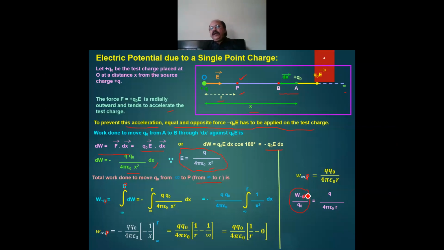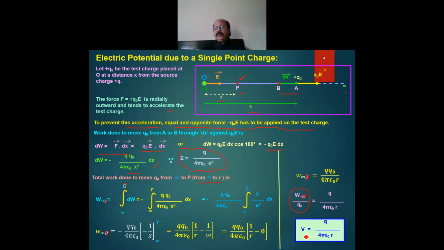This is W infinite P upon Q naught. This is the electric potential for bringing Q naught charge from infinity to the point P. So finally what you will get? V is equal to Q upon 4 pi epsilon naught R. In place of this we write V.